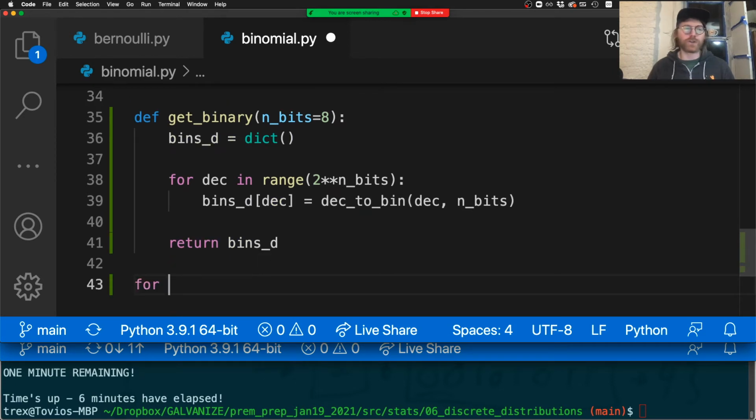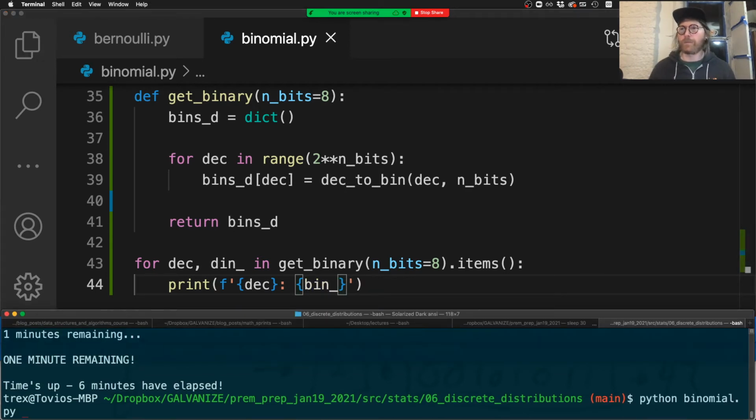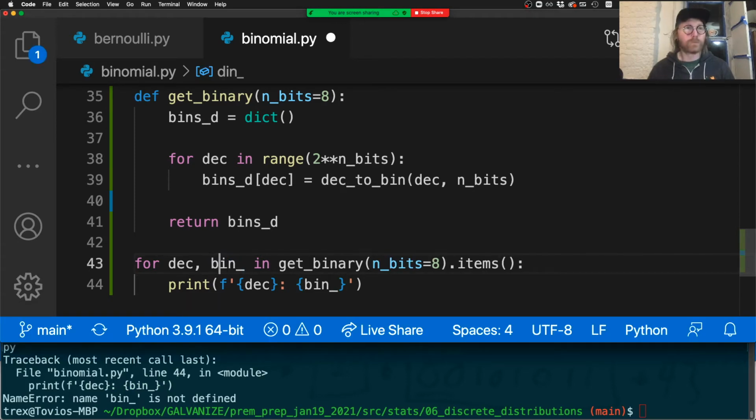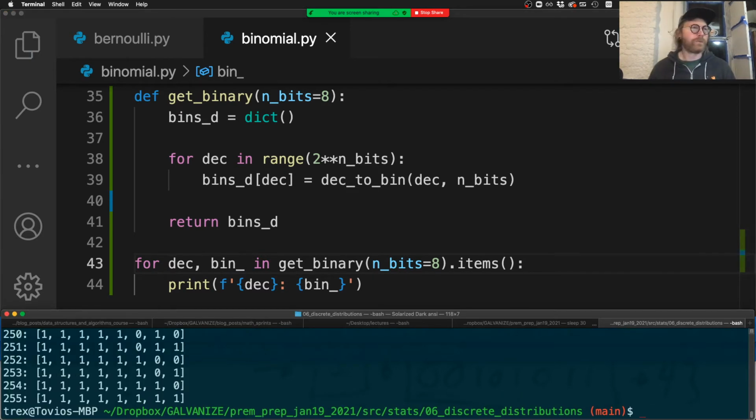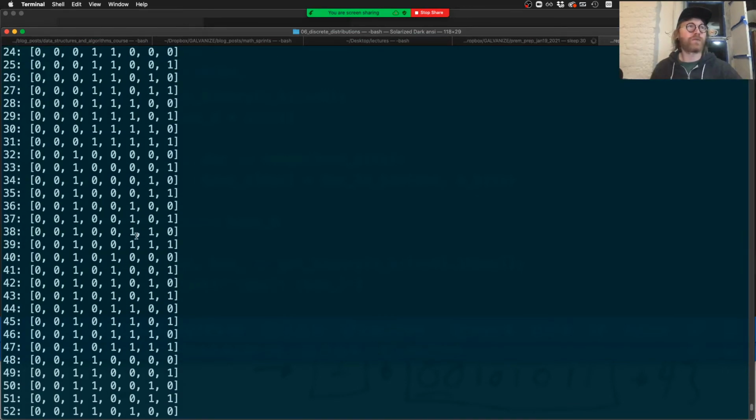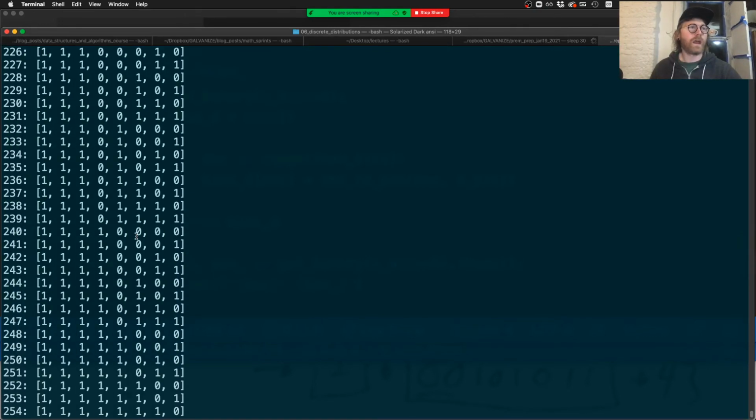And to see these results, I'll just do this for dec, bin in get binary. Number of bits, let's just do 8. And I'll print the f string, dec and bin. So let's take a look at that. Oh, bin is not defined. Okay, let's try that again. And here's the binary representation for every value between 0 and 255, as we can see there.